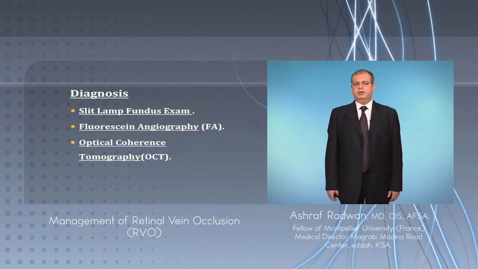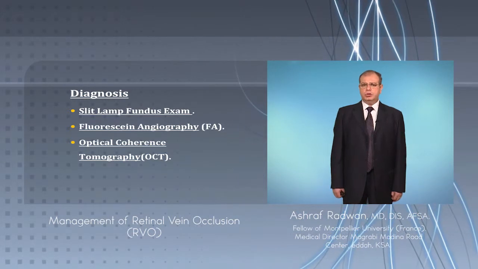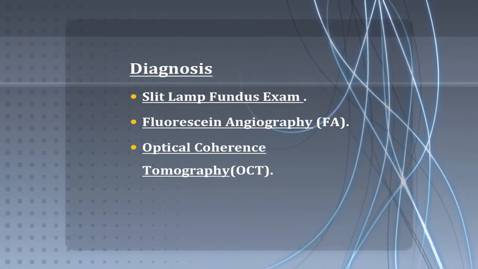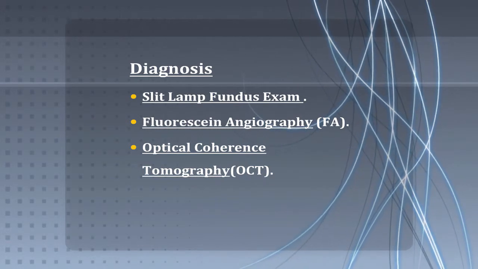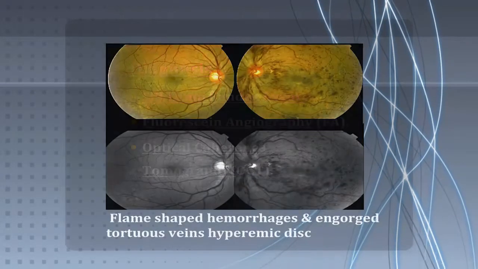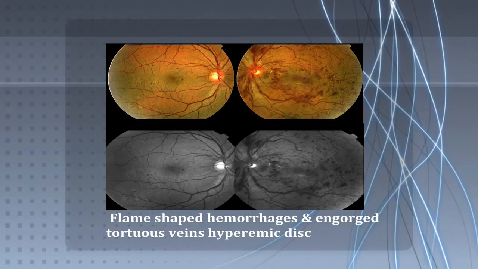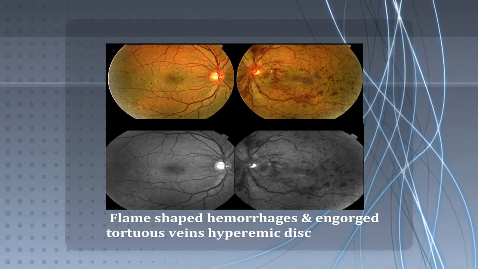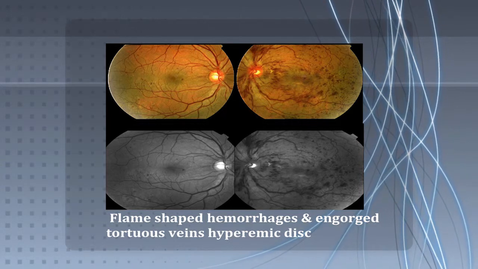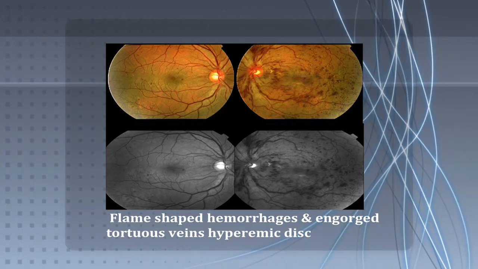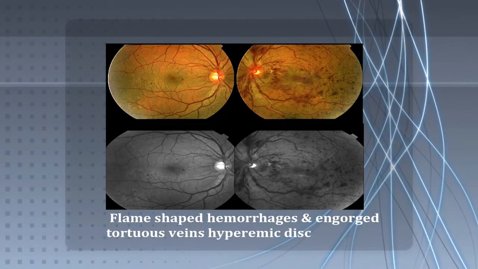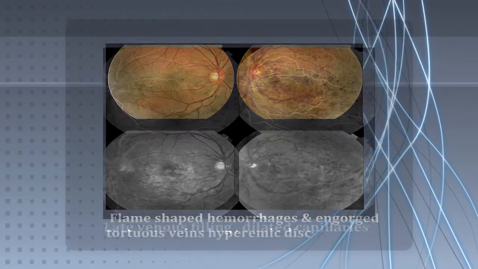What are our ways for the diagnosis of the retinal vein occlusions? We can do the slit lamp examination, fluorescein angiography, and optical coherence tomography, as you will see in the image now. Here we have a patient with a left central retinal vein occlusion with very clear engorged congested veins, intraretinal hemorrhages, and a hyperemic disc in the left eye.